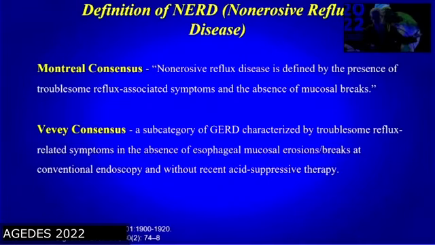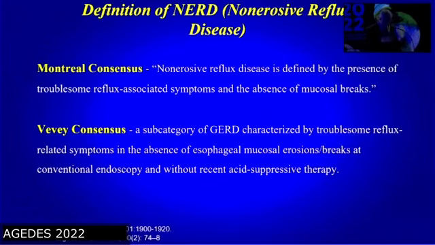So the Montreal Consensus meeting, which, by the way, did not take place in Montreal, it took place in Rome. And they called it Montreal because they didn't want to call it the Rome Consensus, because we already have a big Rome. So the Montreal Consensus: non-erosive reflux disease is defined by the presence of troublesome reflux-associated symptoms and the absence of mucosal breaks. That's it. That's the definition.